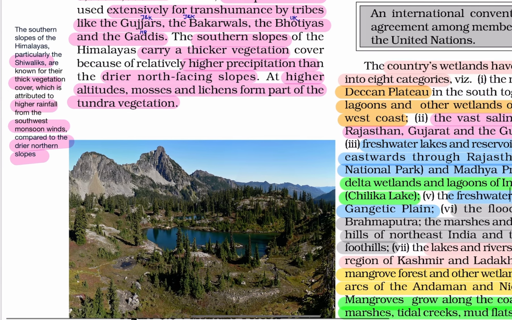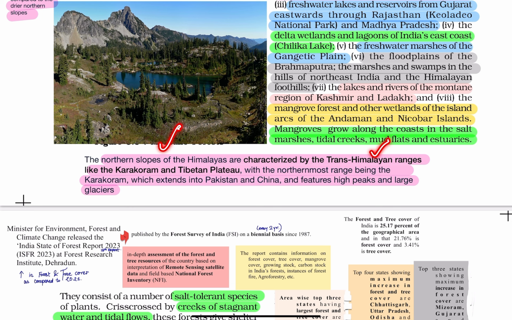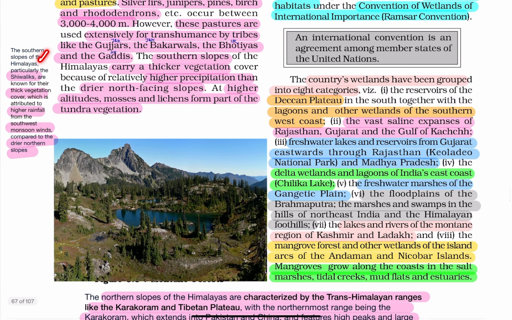So as you can see here, and I've also marked here, the northern slope of Himalayas has the trans-Himalayan ranges like Karakoram and Tibetan Plateau, the northernmost range being the Karakoram, which extends into Pakistan and China, and it has high peaks and larger glaciers. And the southern slopes of Himalayas, for example Shivaliks, have thick vegetation because of higher rainfall. How are they getting high rainfall? Of course from the southwest monsoon winds, right? And the northern slopes are comparatively drier.